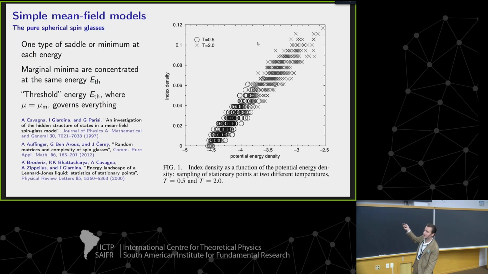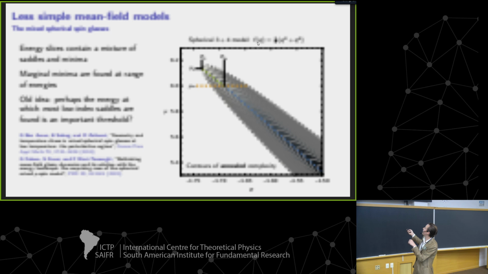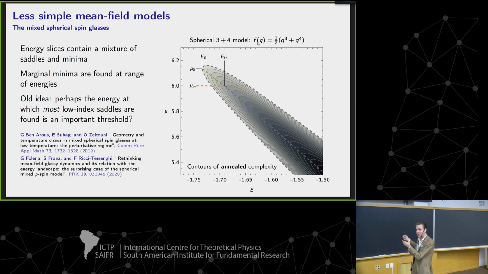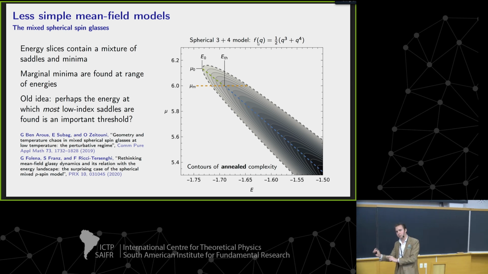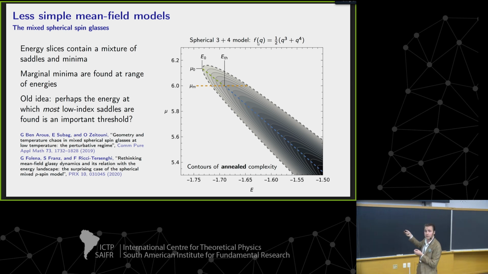And so the way I'm showing this, basically to motivate it, is the same complexity contour plot, now for a mixed model that has a 3+4 interaction, but now there's not a one-to-one correspondence. If I take a slice of energy, I find a range of stabilities of different kinds of saddle points and minima, sometimes a coexistence at a given energy. And now it's not so natural to say I'm very sure that this energy is the important one, because you find exponentially many marginal minima at a range of energies, all the way along this yellow line. Now, that's basically the point of that slide.